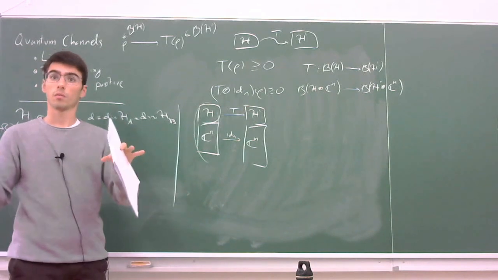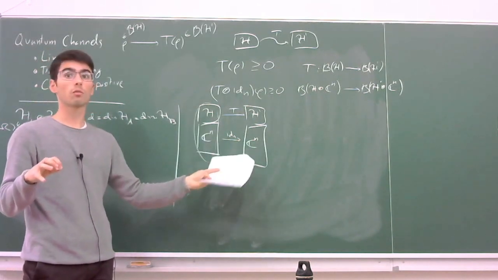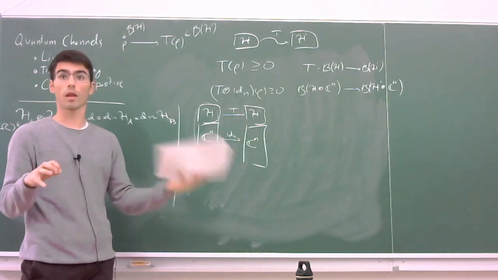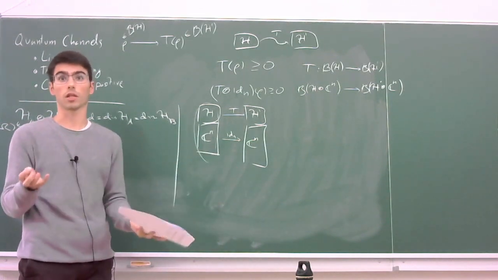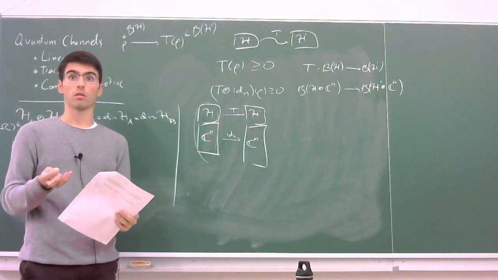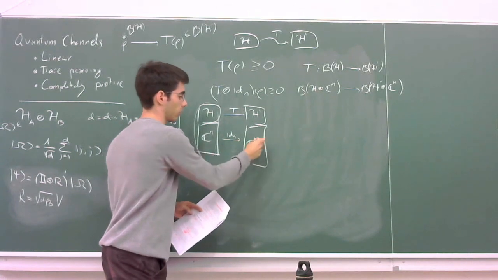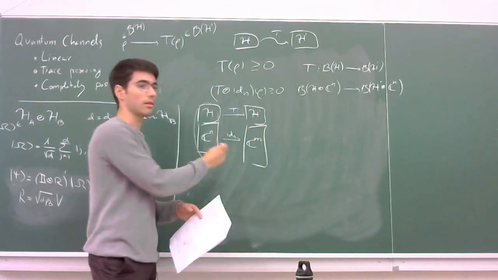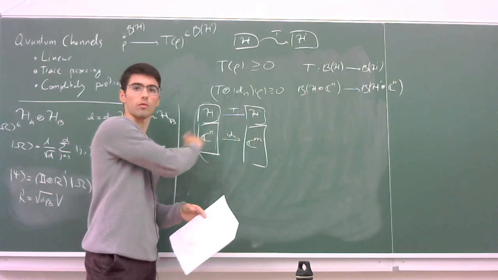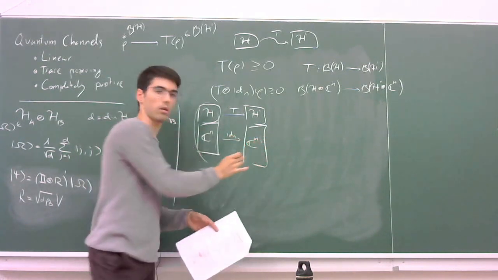Okay, and why is the other part not primed? Oh, that's it. Because this is a system where you are doing nothing. If you are doing nothing on it, you cannot change the Hilbert space describing it. Okay. Because if we put here an n and in the other part an m, then you cannot do the identity. You have to do something that changes from one dimension to the other. So we have n to n.